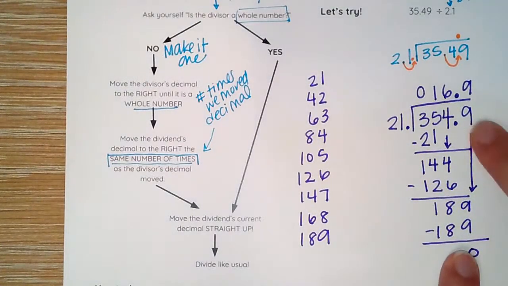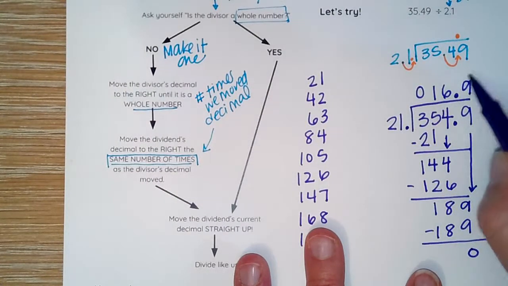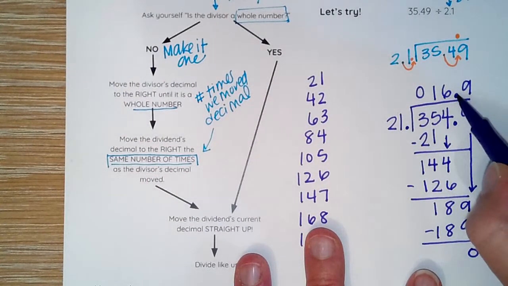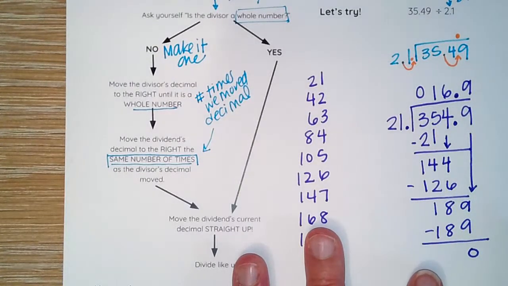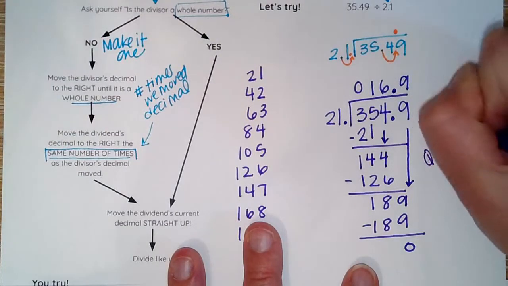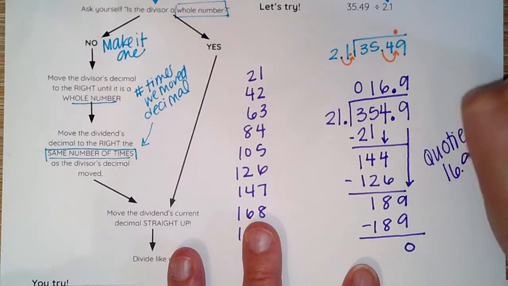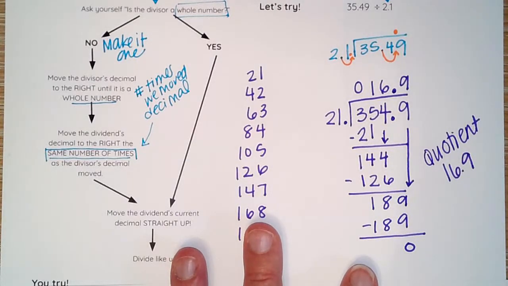0 here, nothing more here, so I am done. Note that I did just make sure to put the 9 again in line, so I am conscious of the decimal, but I don't need to incorporate it when I'm actually dividing. So my quotient here is 16 and 9 tenths.